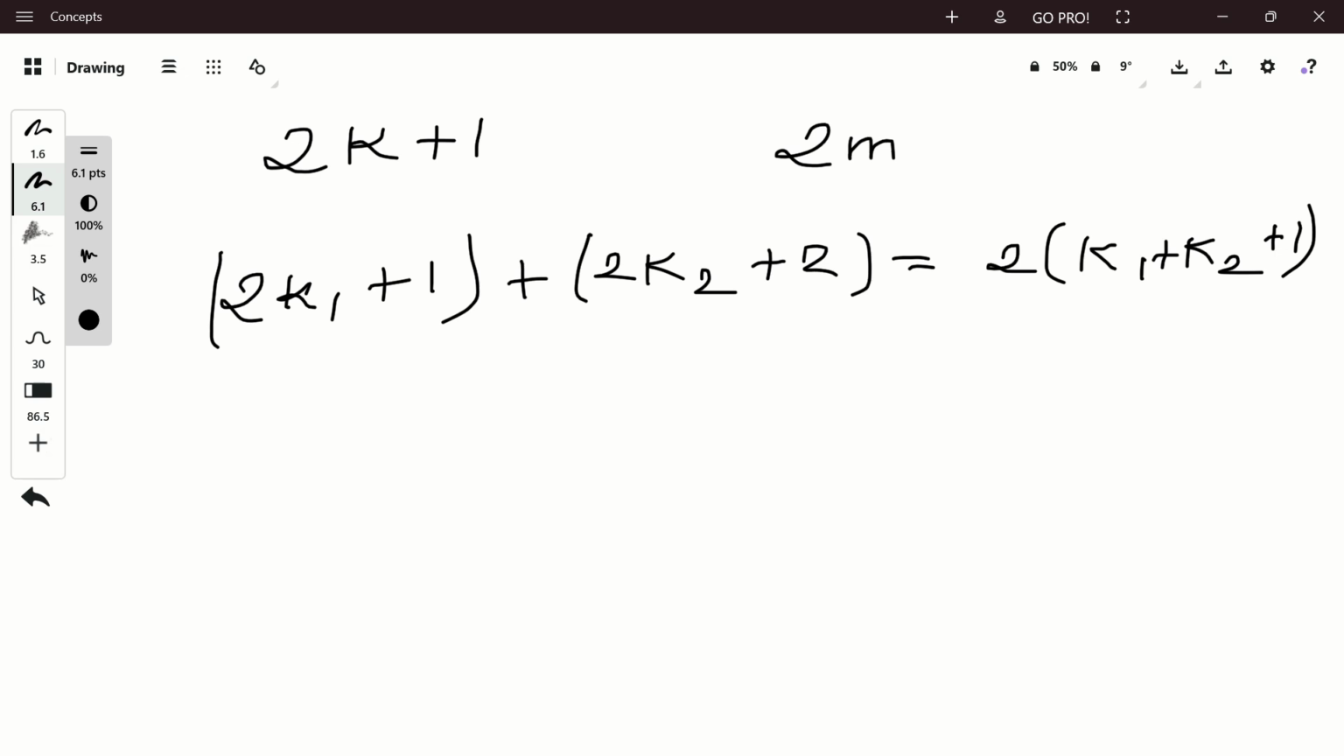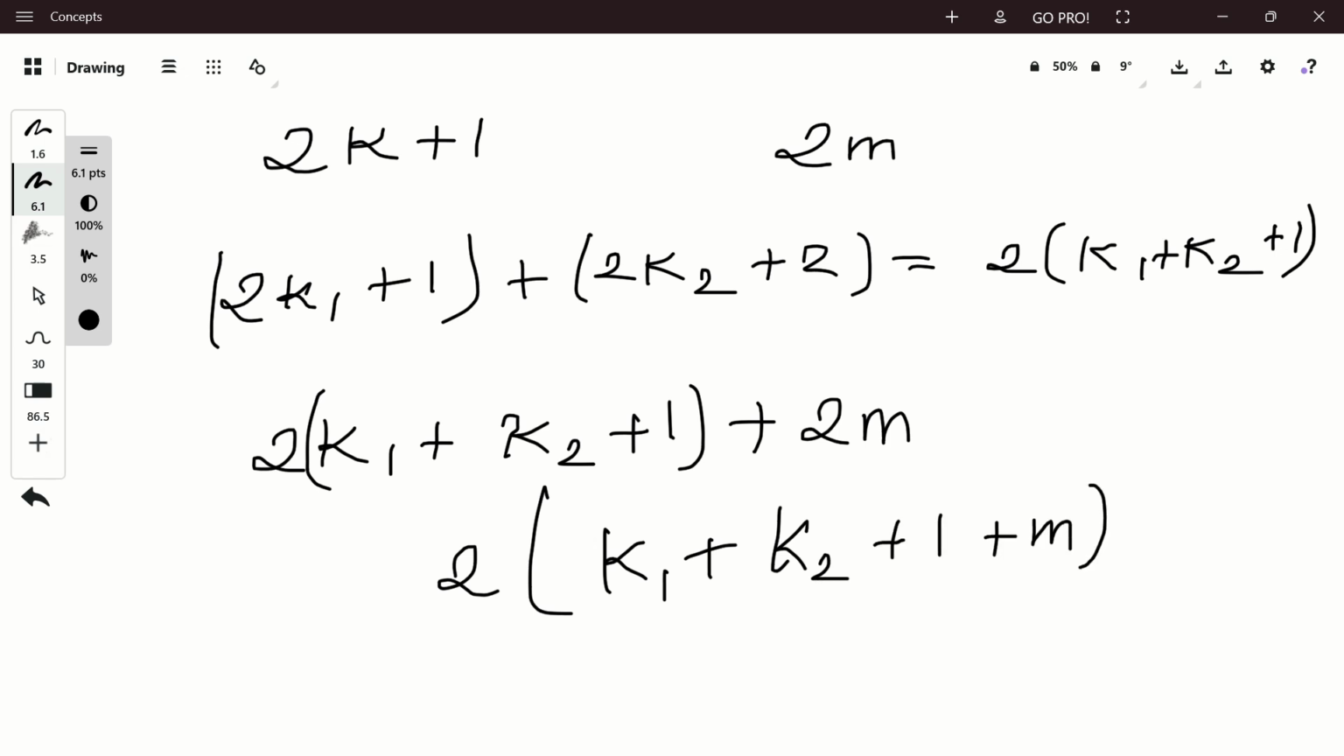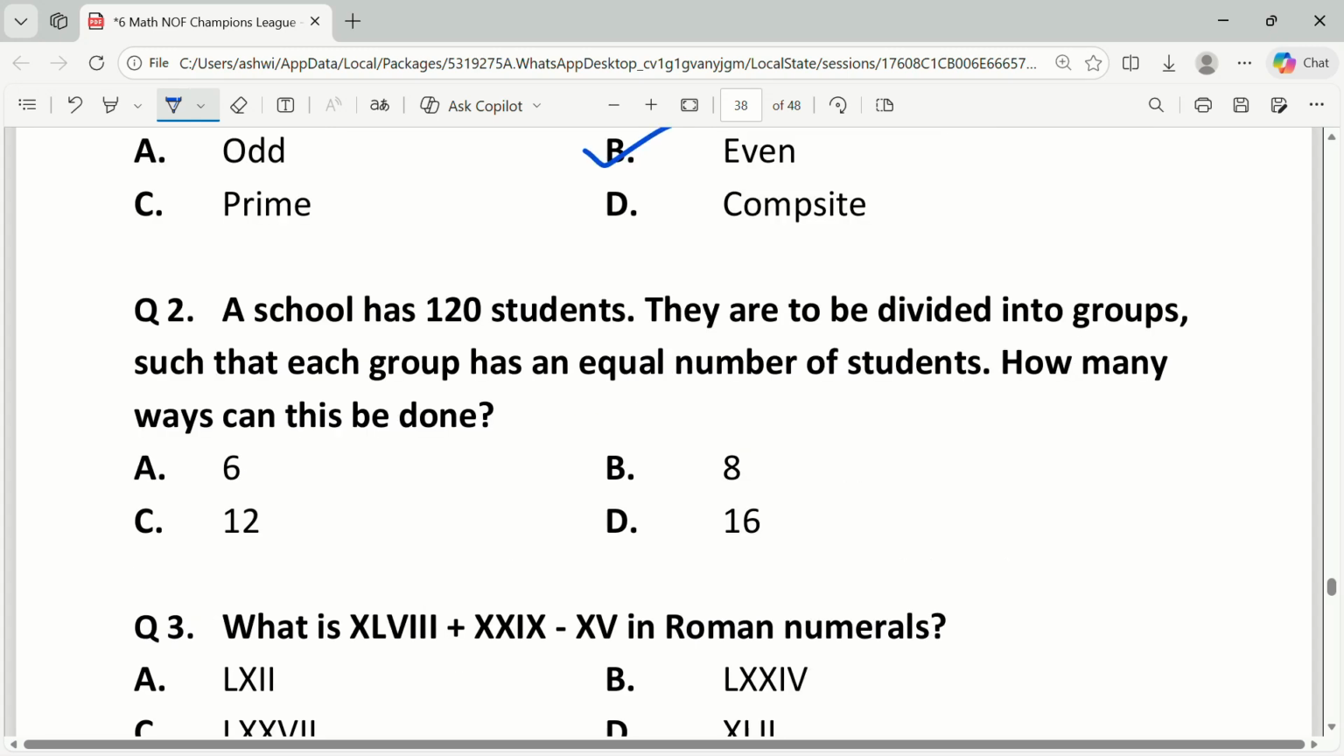Adding an even number 2m to the previous result, we have 2(k1 plus k2 plus 1) plus 2m, which is 2(k1 plus k2 plus 1 plus m). The final result is also a multiple of 2, meaning it is always even. That is answer B.